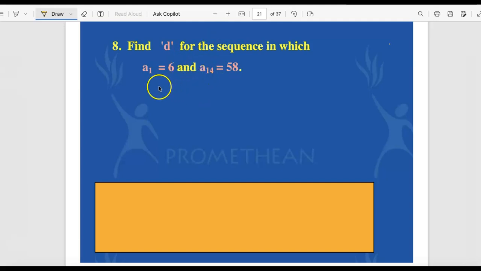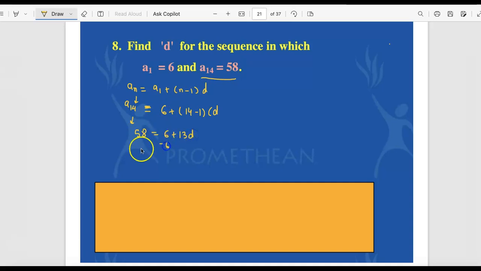So for the hard method, I will first of all write my formula. It's not really hard, it just has extra steps. That's my general formula over here. What is my a sub n? The question gave me a sub 14, so this will be a sub 14. What is the value of n? When you compare, the value of n is 14. What is a1? That's over here. This is 14 minus 1. I don't know d. So what is the value of a sub 14? It is 58. 6 plus 13d.